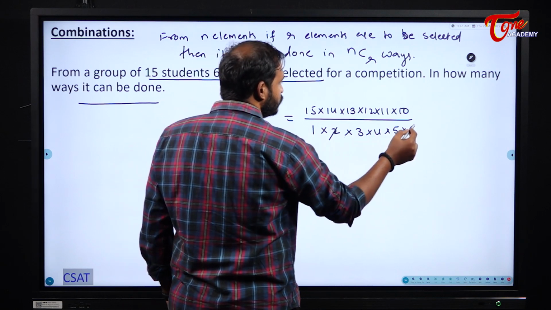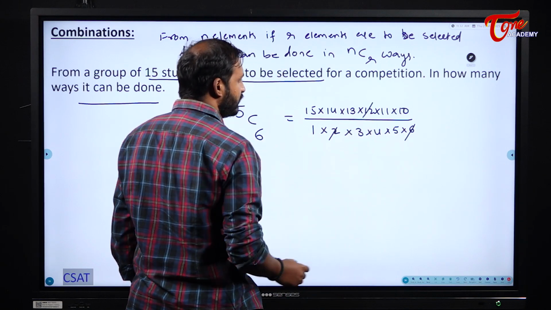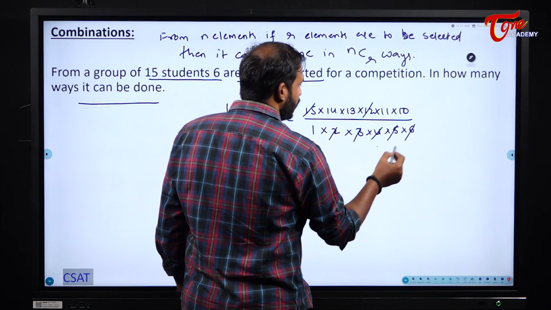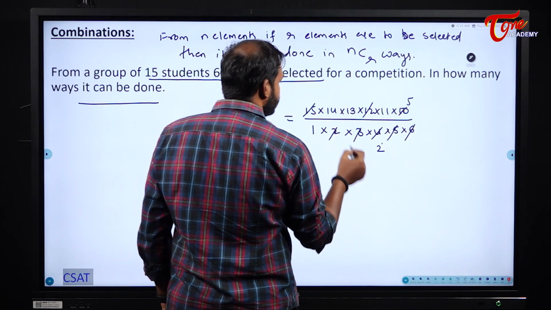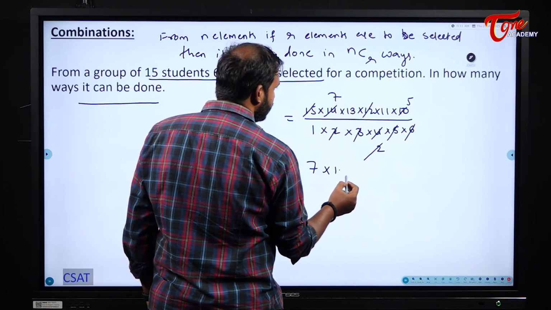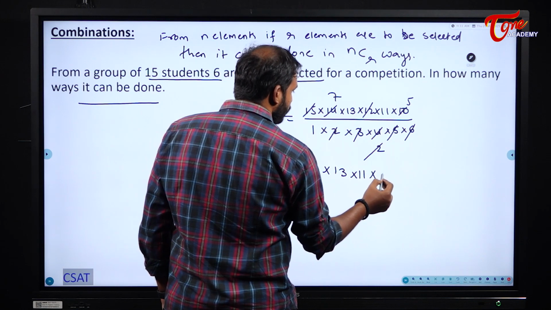Now see here, 6 2s are 12, so I will cancel 12. 5 3s are 15, so I will cancel 15. Next, 2 times 5 is 10, and next, 2 times 7 is 14. So what did I get finally? 7 into 13 into 11 into 5.